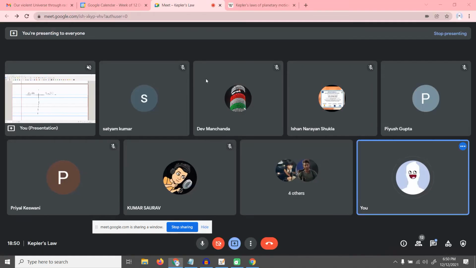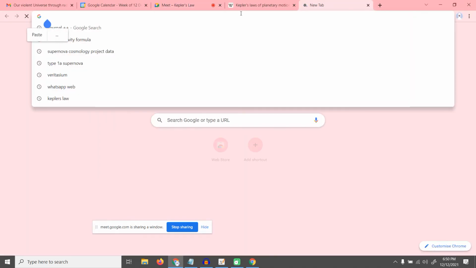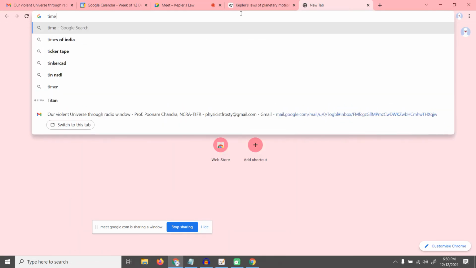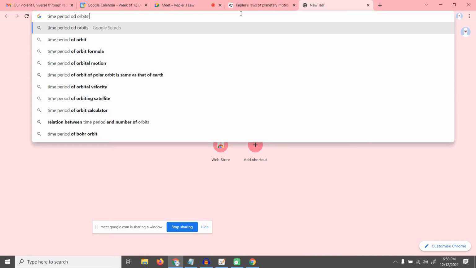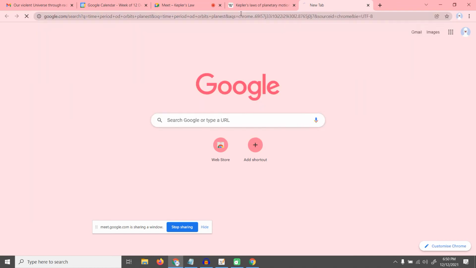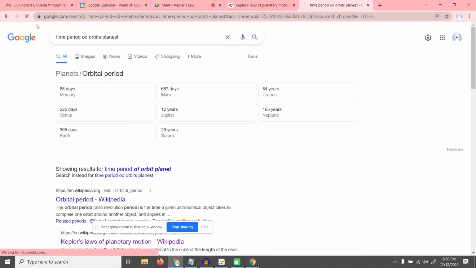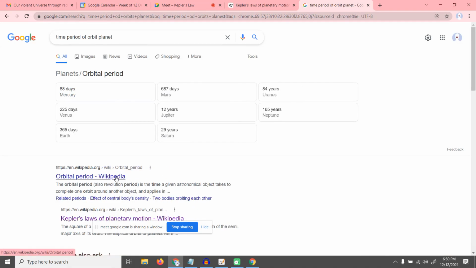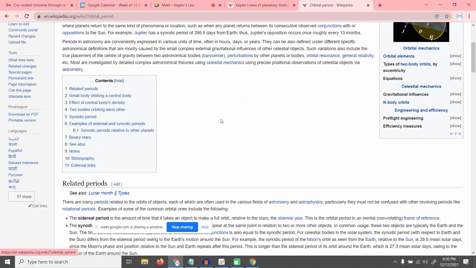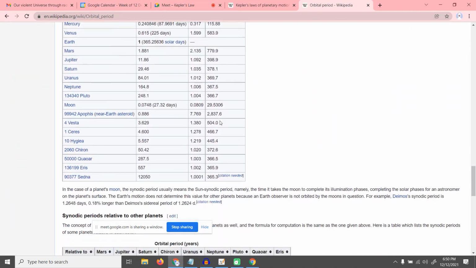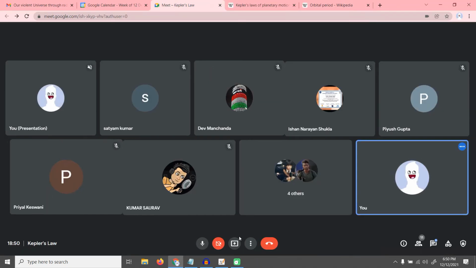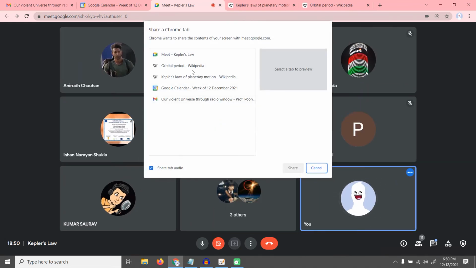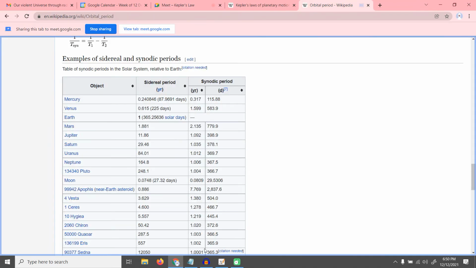You know what? Don't say that. We will just go on Wikipedia and search time period of orbits of planets. So let's stop sharing. I'm going to present this tab over here. Can you see this?